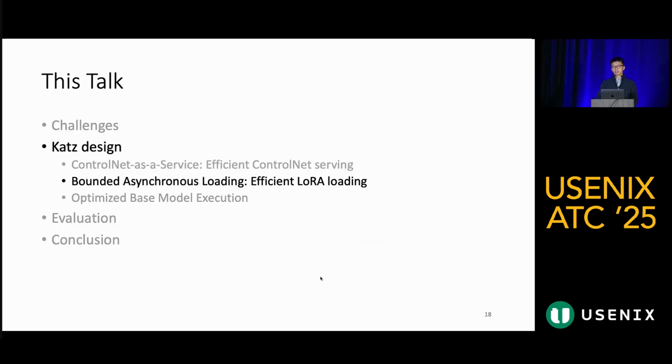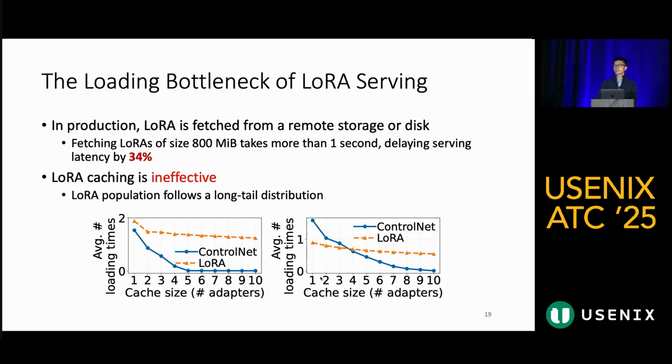And second, Katz proposes a bounded asynchronous loading design, which addresses the LoRA loading overhead. Due to the large quantity of LoRAs in production, LoRA is usually fetched from a distributed LoRA storage system, which can incur significant loading overhead. And besides, caching popular LoRAs is ineffective in reducing loading overhead. From the production trace, we observe that LoRA invocation has a long tail distribution. So the caching size needed to reduce the LoRA loading overhead is very large.